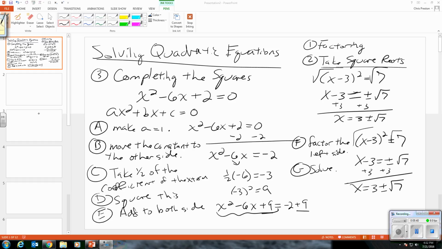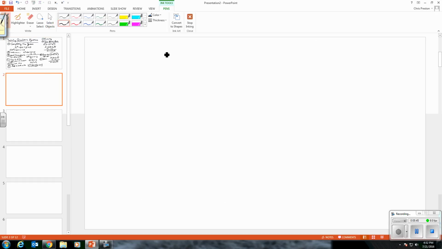All right, so let's look at a more complicated problem. Let's say we have 3x squared plus 5x minus 11 equals 0, and I want to solve that. Now, I can try to factor this. I don't think it's going to factor. So now I'm going to complete the square.